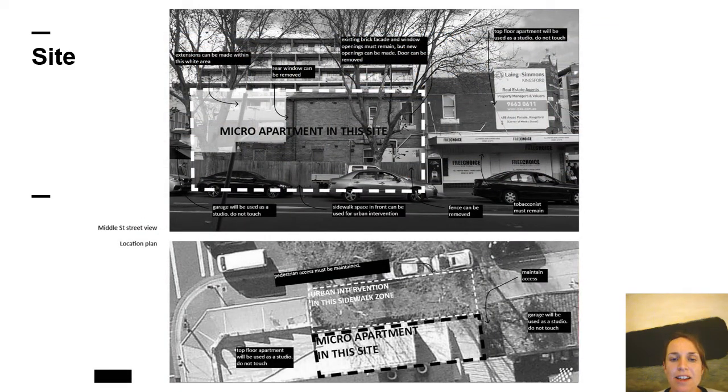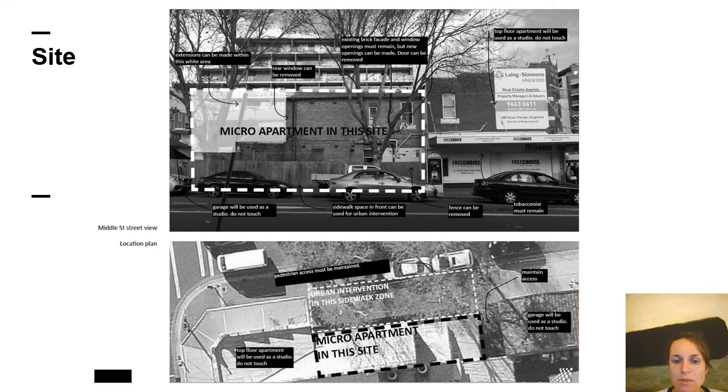In the course outline, you'll be able to find the rules about what you can and cannot change. In essence, we need to keep the street-facing facade as existing. The windows must remain, but new openings can be made. The area that you can see shaded in this image is where you're able to extend. This will be an external addition to the existing building. You are free to use this as you like.